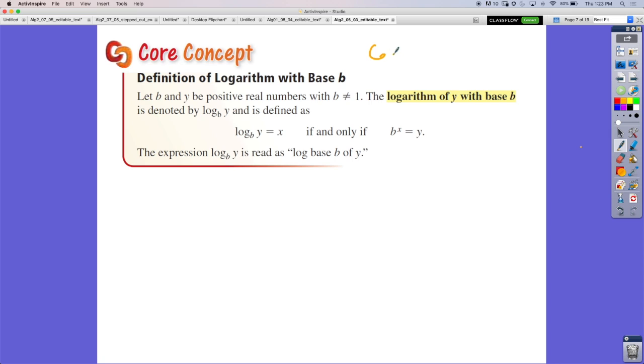Section 6.3 and our first introduction to logarithms. Make sure that you write this down.